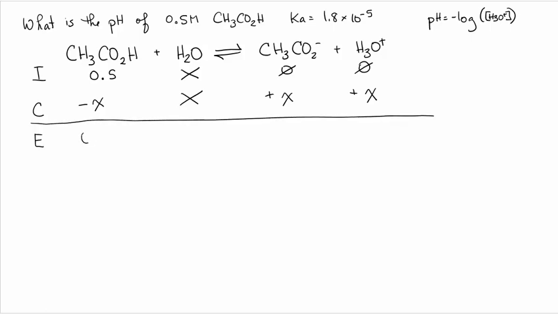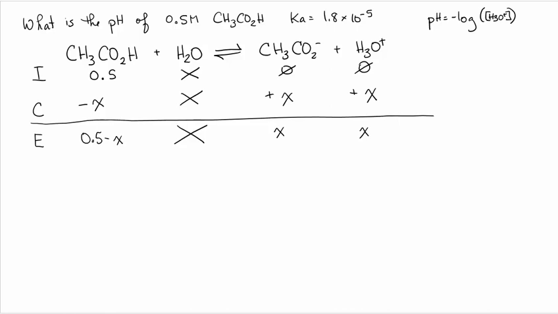At equilibrium, the concentration of acetic acid is 0.5 minus x. We don't care about water. The concentration of acetate ion is x. The concentration of hydronium ion is x. Now, we're trying to solve for the concentration of hydronium ion because we want the pH, and the pH is the negative log of that. So we're trying to solve for x. We're given the equilibrium constant. That is how you know that we're trying to solve for x.